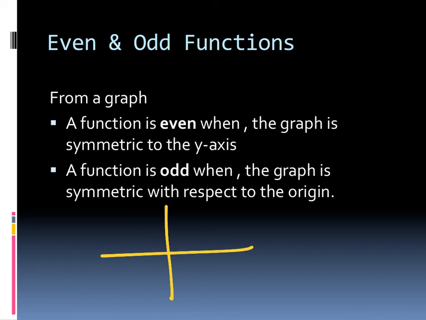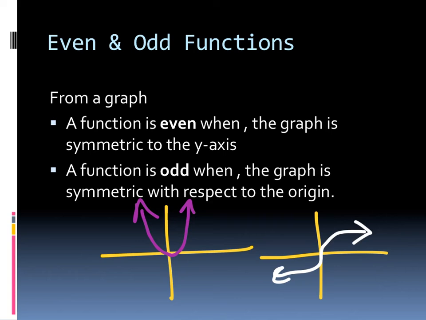So if a graph is symmetric to the y-axis, if it does this, it's going to be even, right? I could fold it right over. If it's symmetric to the origin, like this, then it's going to be odd. I think of origin as like folding it along your diagonal, or folding it down and over, is probably the easiest way to look at it. If I took that top part, folded it down, and then flipped it over to the left, then it would be symmetric to the origin. And that would be odd.